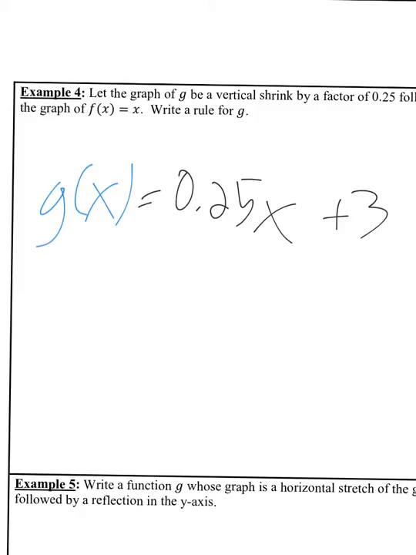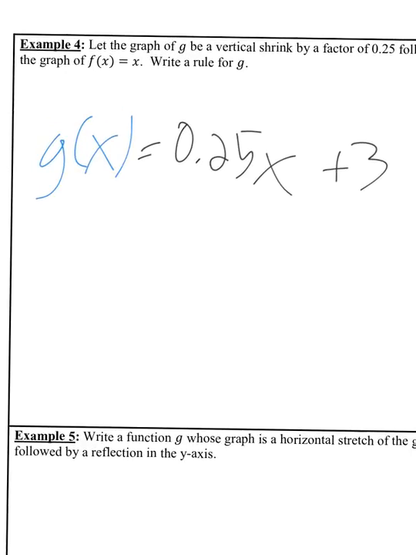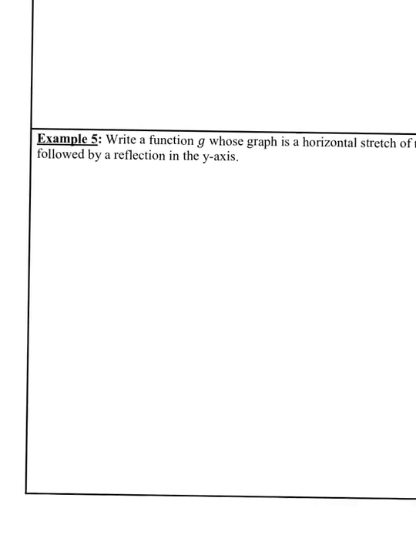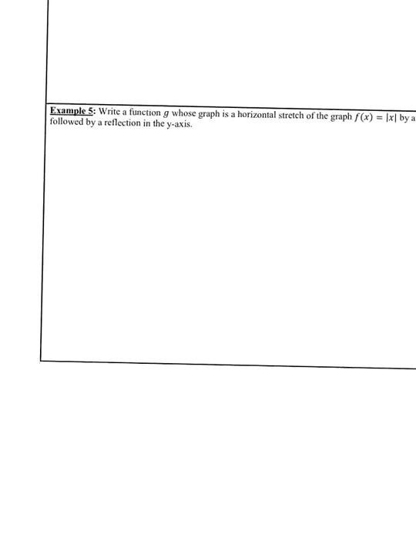If it said something horizontal, there would be a bit more to explain, but since it says vertical, just think vertical's normal, horizontal's opposite. Okay, so write a function g whose graph is a horizontal stretch of the graph absolute value of x by a factor of 3 followed by a reflection in the y-axis. Okay, so horizontal stretch means you're pulling on it from the sides, so it's going to get wider. So I'm going to make it a 1/3 and not a 3. So you see what I mean? See how it's kind of going backwards?